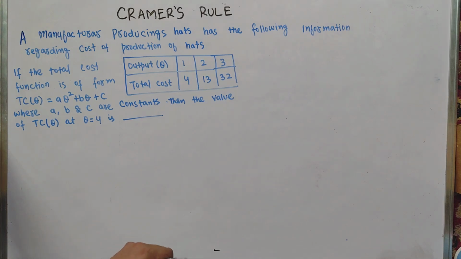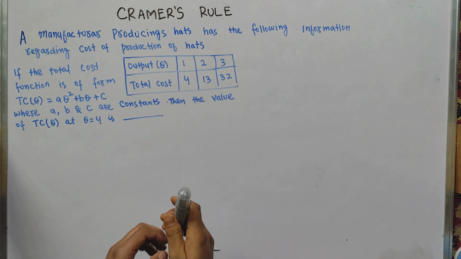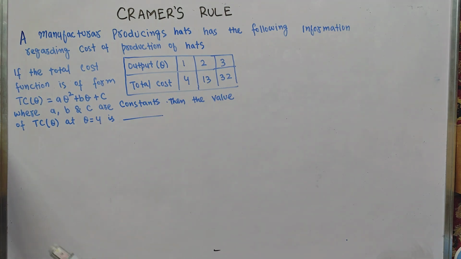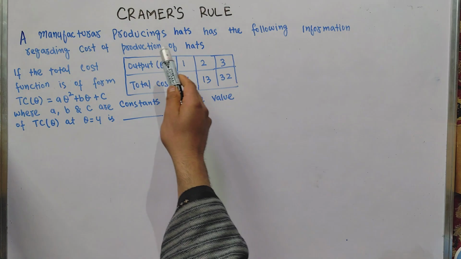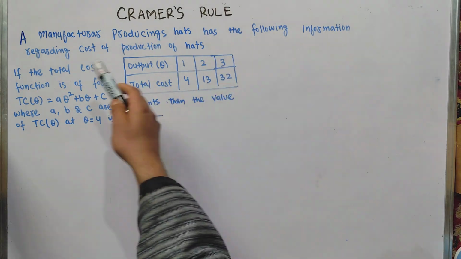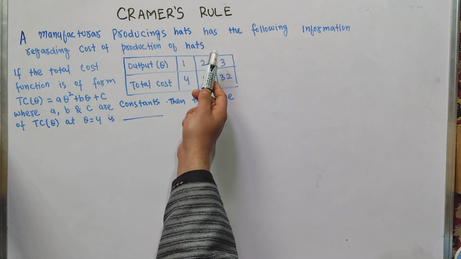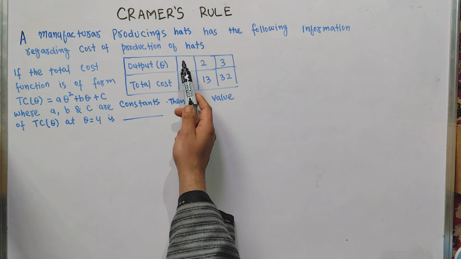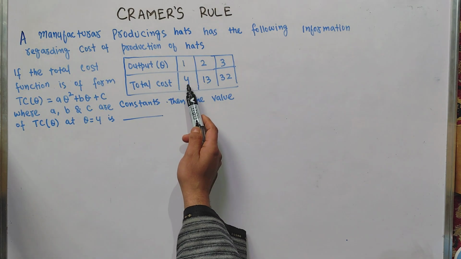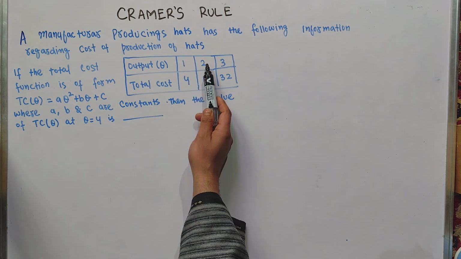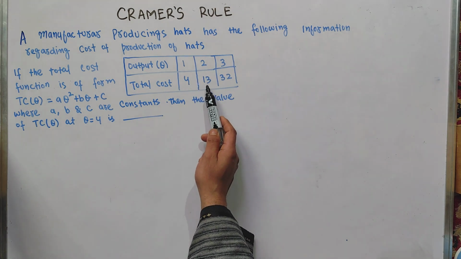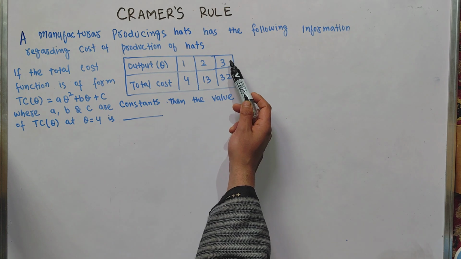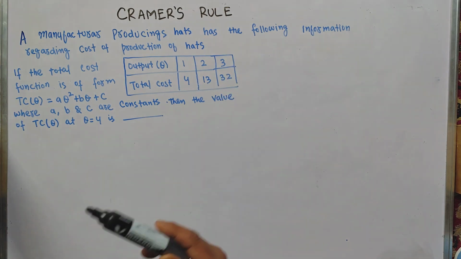Let us solve a question on how to find out the total cost given the information using Cramer's rule. The question is, a manufacturer producing hats has the following information regarding cost of production of hats. When one hat is produced, total cost is 4, and when 2 units of hats are produced, the total cost is 13, and when 3 hats are produced, total cost is 32.